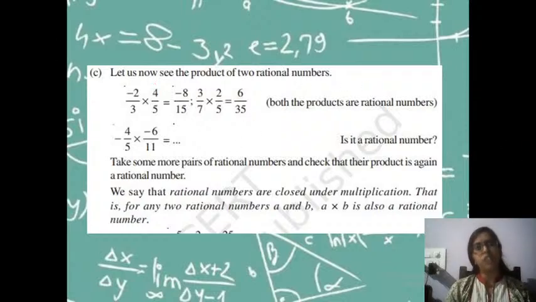Where you will be having numerator and the denominator, and here you can do this. So now how much will you get? Minus into minus, you will be getting plus. 4 6s are 24.